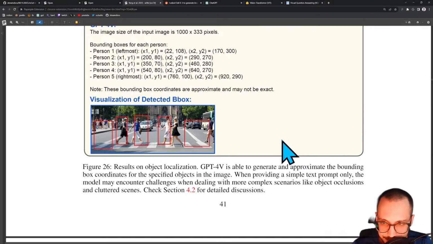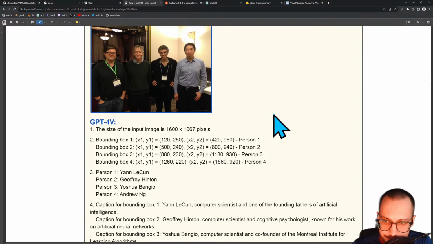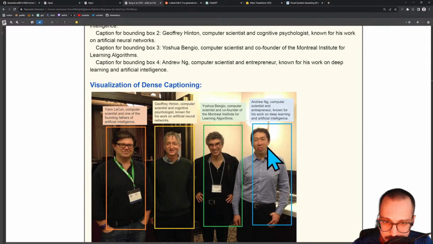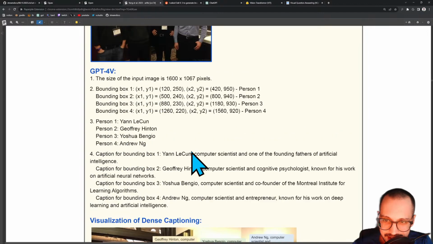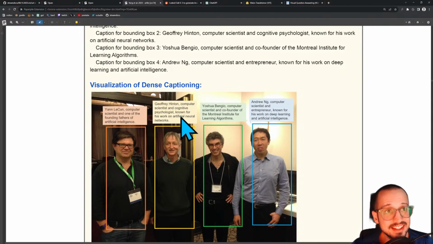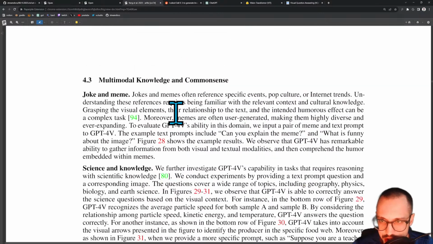So yeah, it does not seem good at that. That's kind of interesting. Recognizes the people. Damn, look at that. It outputted an image with little highlights for each person. That's crazy. Multimodal knowledge, jokes and memes.